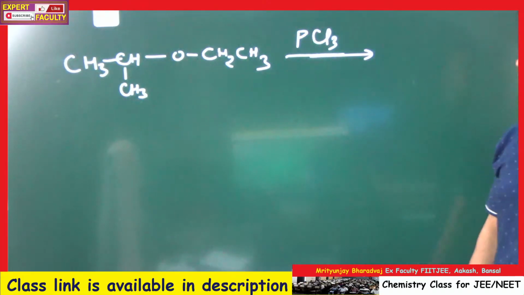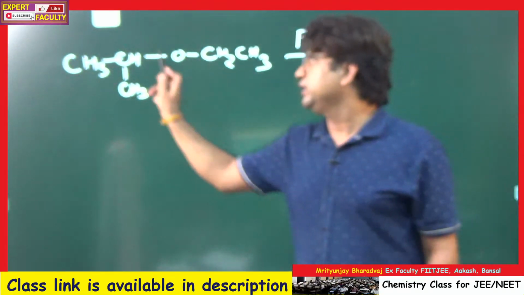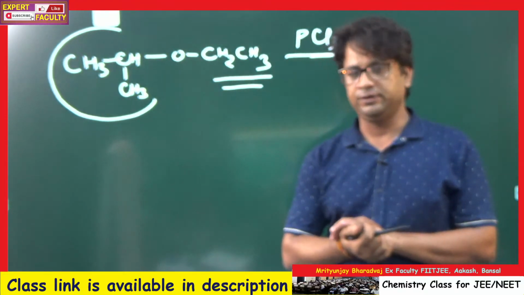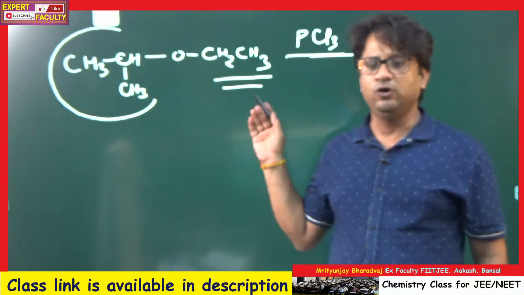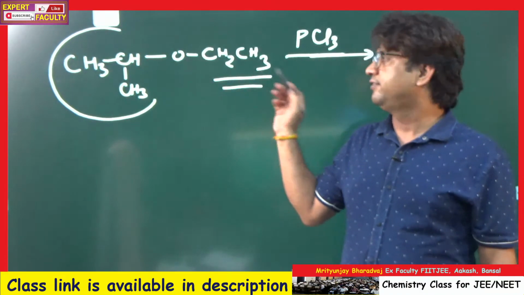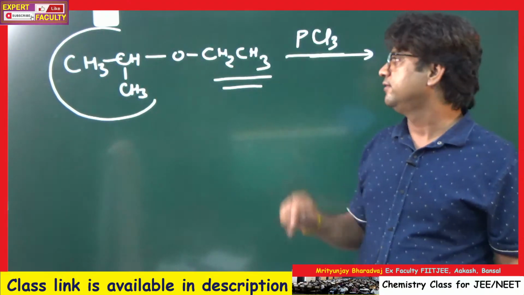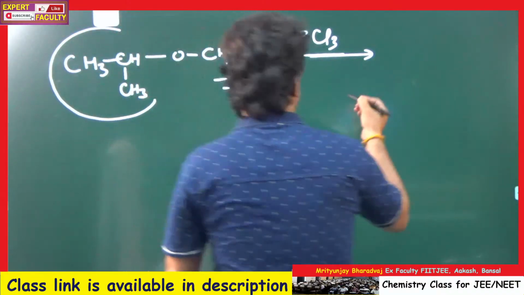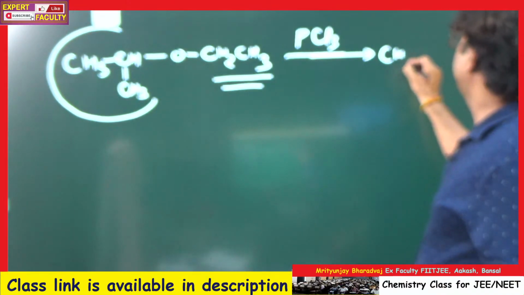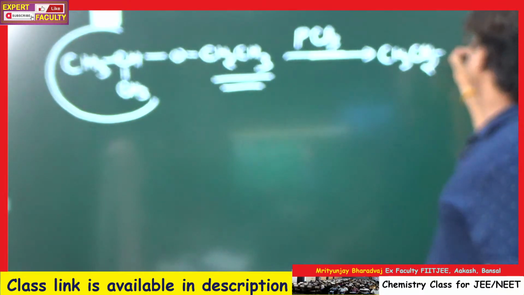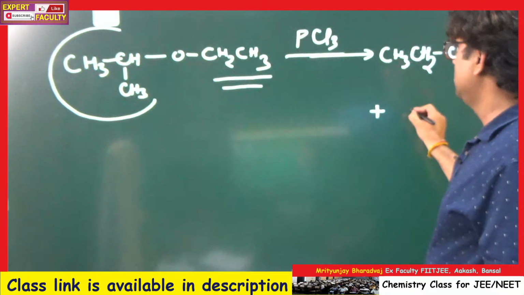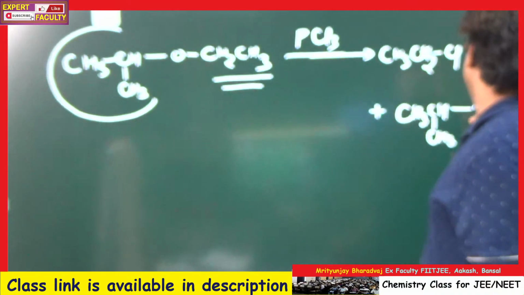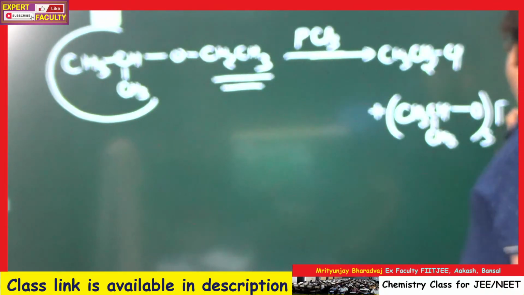my question is whether the chlorine will go to the left side alkyl group or the right side alkyl group. Right side, CH3CH2Cl. Yes, because the right side is better for the SN2 reaction. So we will have CH3CH2Cl and P(O-CH(CH3)2) thrice.